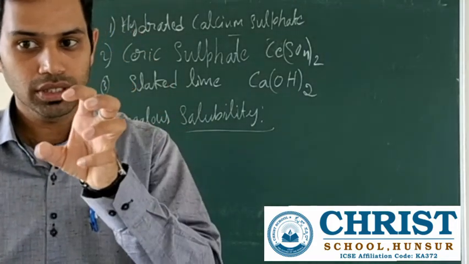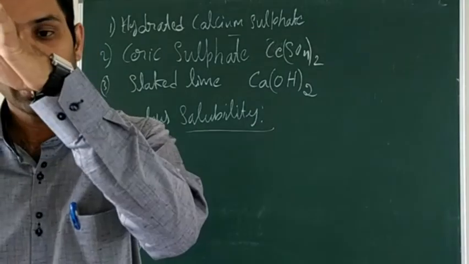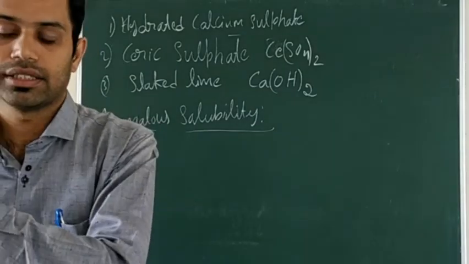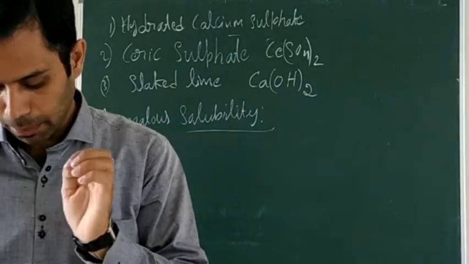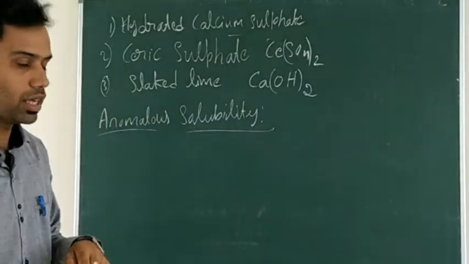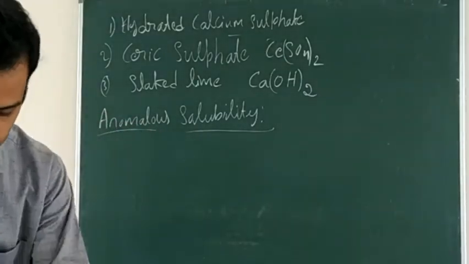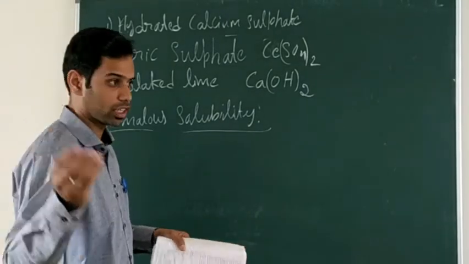So some salts containing water, first their solubility increases, then it decreases. That is called anomalous solubility. For example, Glauber salt. The general name is Glauber salt. So you can write it there. It is there in the textbook. If you have a textbook, you can look at your textbook.